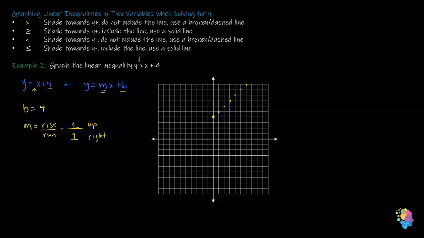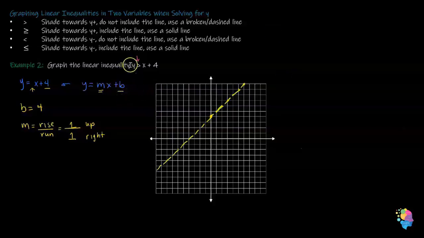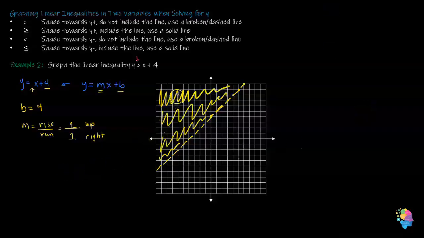Looking back at the inequality, since it's only greater than, not equal to, that means that I'm not including the line. So when I connect these points, I'm going to do so by using a dashed line. Because it's greater than, we're going to shade above the line towards the positive y values. So where exactly is the solution to this inequality? Well, the solution to this inequality are all the x and y points above the line, but not including the line. Let's move on to the next section and see if we can use everything we've learned.